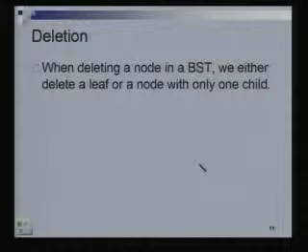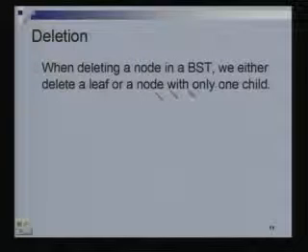Okay, so now let's look at deletion. In a binary search tree, when I delete a node, we had three cases, if you remember: deleting a leaf, deleting a node which has only one child, or deleting a node which has two children. When I delete a node which has two children, what did I do? I went to the successor of that node, copied the content of the successor into that node, and deleted the successor. So the actual node I deleted was the successor node, which has only one child or no children.